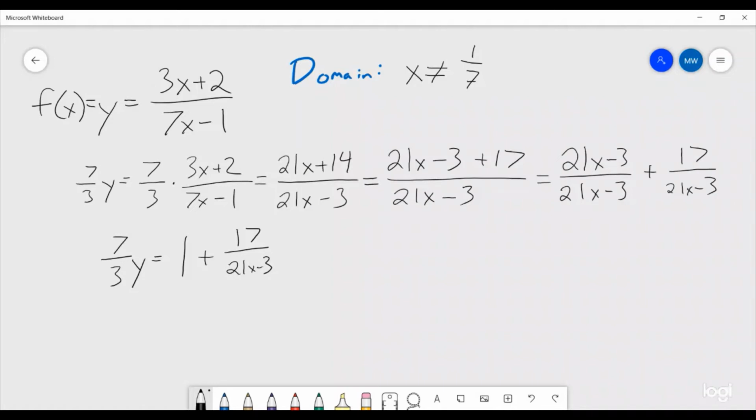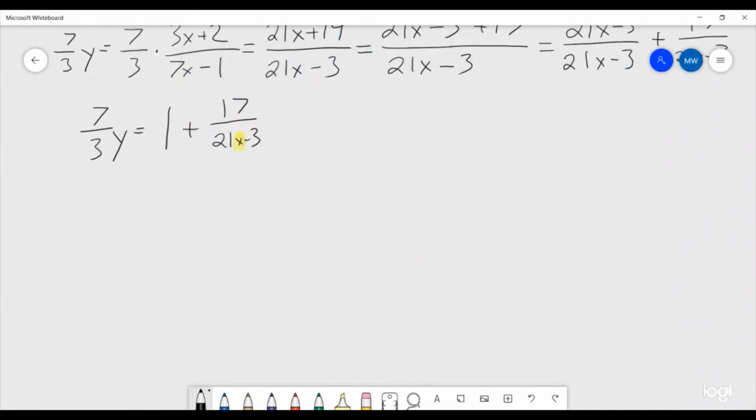Why is this so important? We now only have a single x, whereas before we started with two x's. This makes it a lot easier for us to be able to isolate that x. So what we're going to be doing is we can then subtract 1 from both sides. So we get 7y over 3 minus 1 is equal to 17 over 21x minus 3.